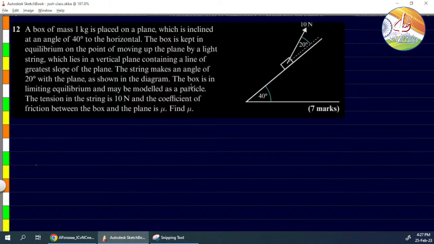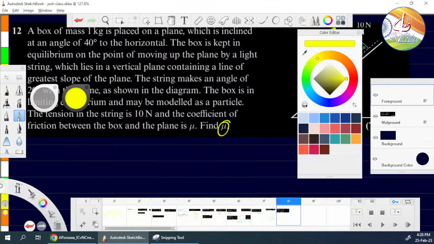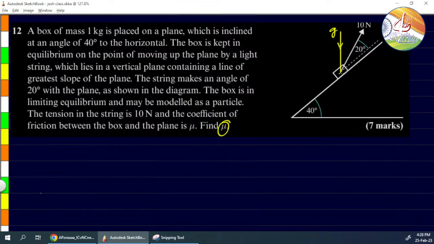The tension in the string is given as 10 newtons. The coefficient of friction is mu. We have to find mu. Let's put all the forces on this. So the vertical force is how much? The box is weighing 1 kg, so this will be just G, correct? Then we have to take the perpendicular force.